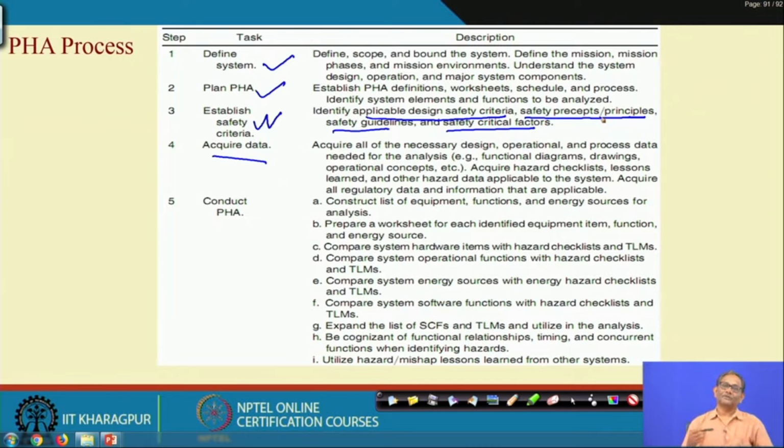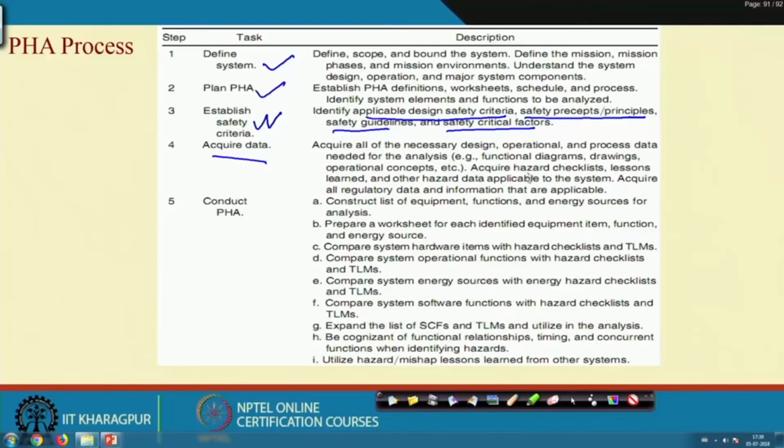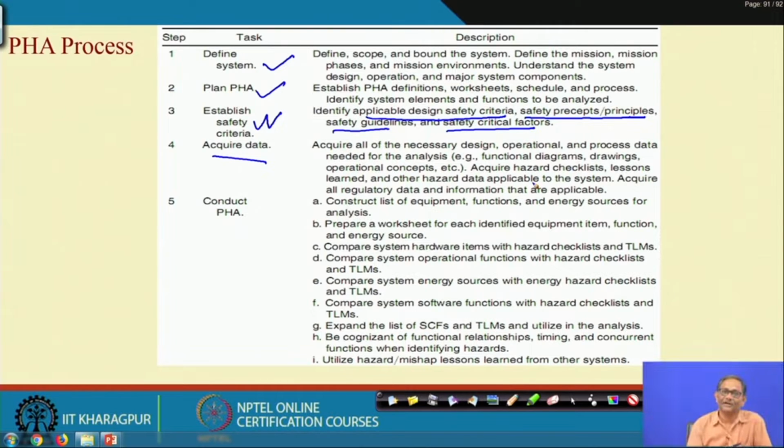There can be many principles; many companies follow 10 to 15 principles. Inspection is one principle, HERA is another principle, like many things. There are safety guidelines and obviously safety critical factors related to humanware, software, hardware and the interface. All those things will take place here. Acquire data, fine, that you understand, and then conduct PHA.